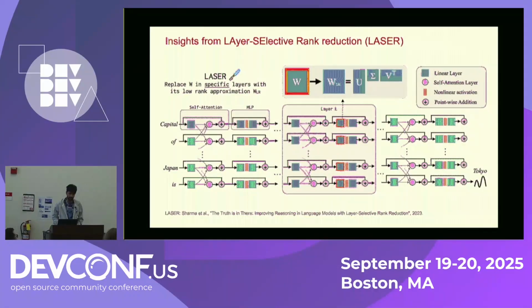So this is an illustrative diagram where you have each weight matrix, and each weight matrix goes under singular value decomposition, where you have U, sigma, and V matrices. And for each of these matrices, you only retain parts of the model.